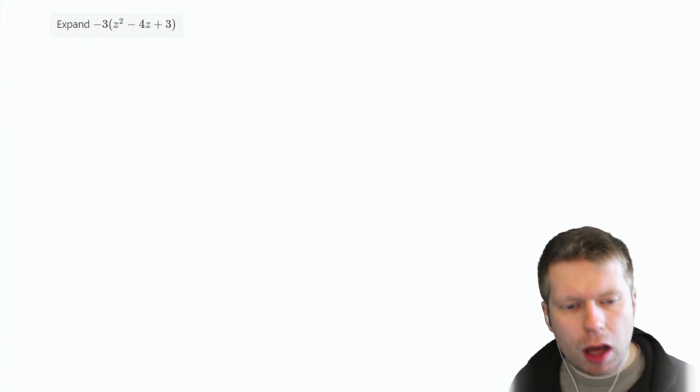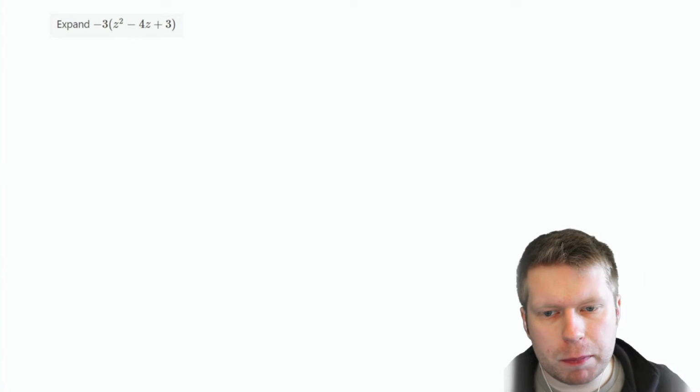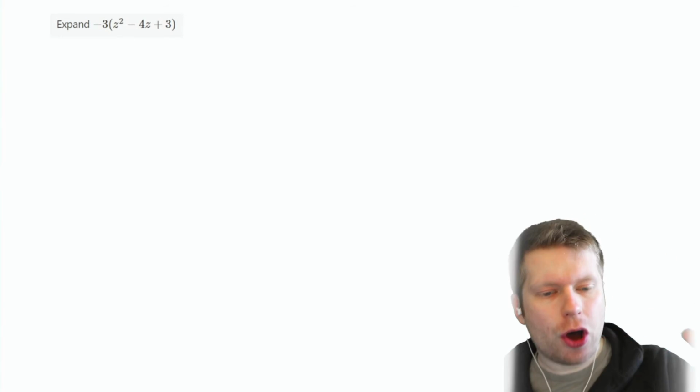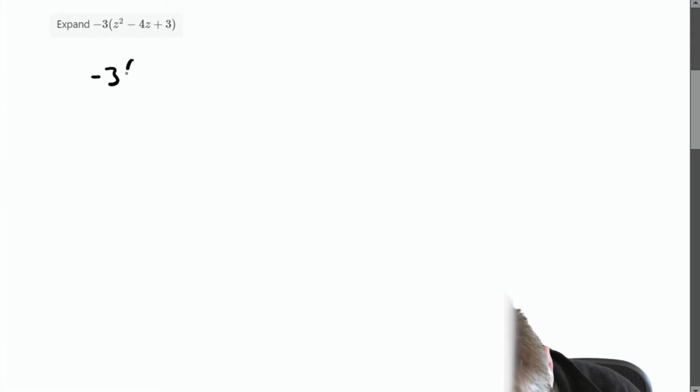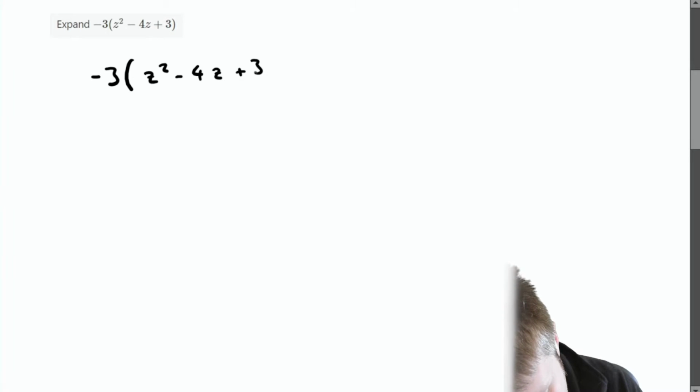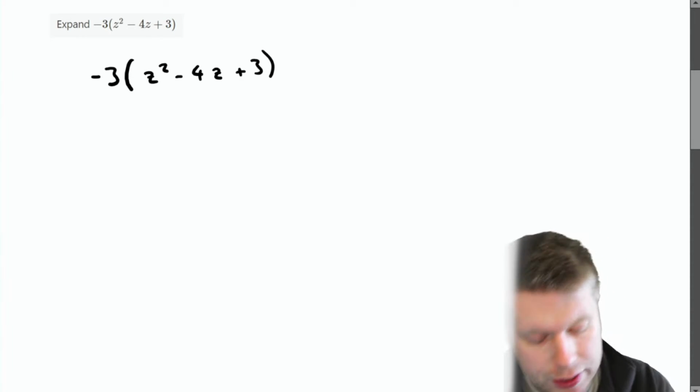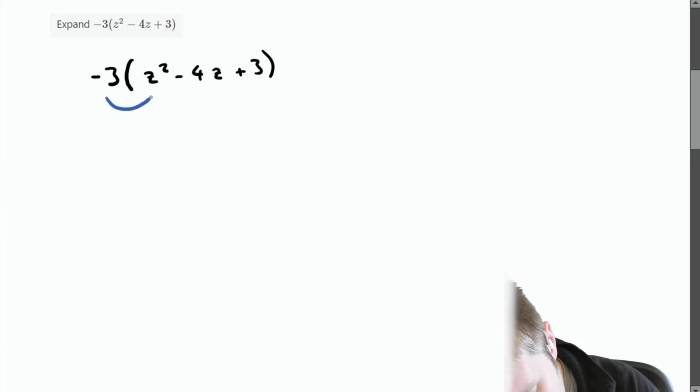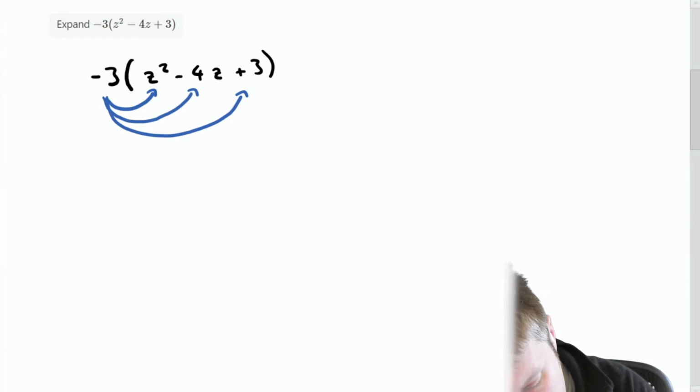All right, so similar to the last question then, we've now been asked to expand a bracket with 3 terms in. So we've got negative 3 as the factor on the outside, and then we've got z squared minus 4z plus 3 inside the brackets, okay? So similar kind of thing, I've just got to make sure that the negative 3 gets distributed over every single term inside the brackets. So let's have a look.